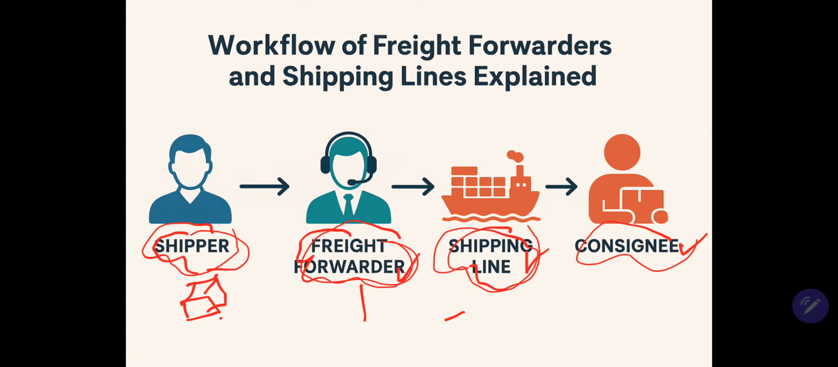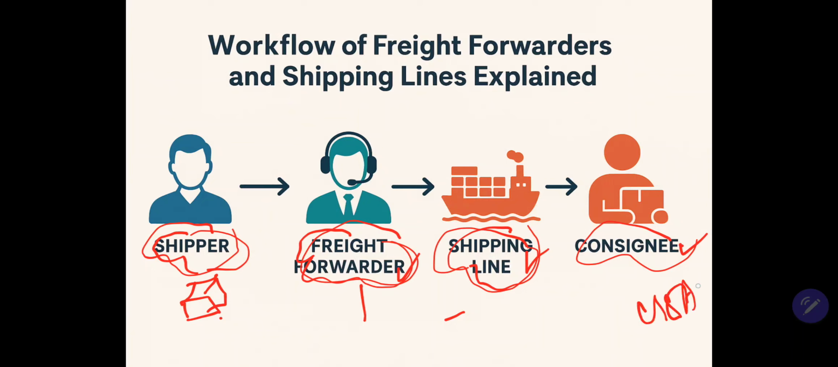Next, I have promised to give you an explanation about an example of these processes. The example: exporting furniture from Indonesia to the US. Okay, in this case, from shipper until consignee. A furniture company in Indonesia wants to export wooden furniture to a buyer in Los Angeles, USA.